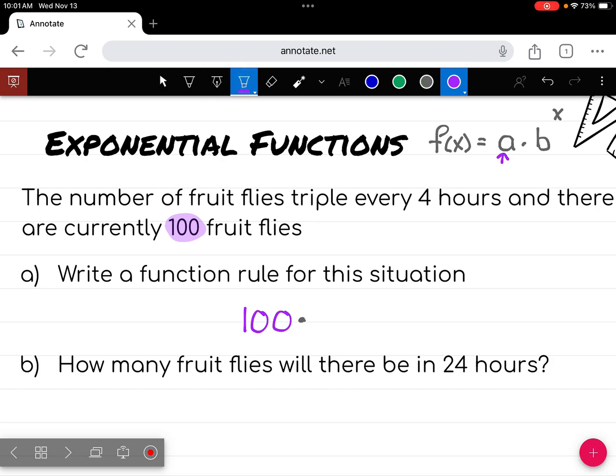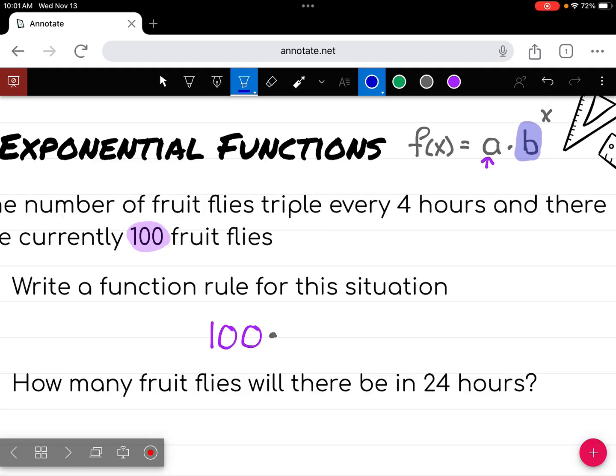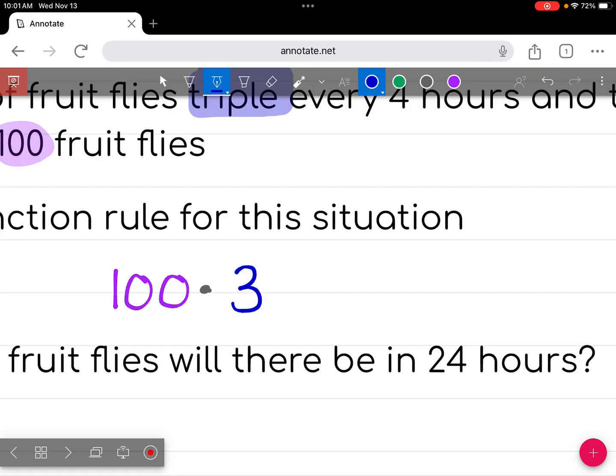Our base is how much it's growing by. Our number of flies are going to triple. So our base is going to be 3 because it multiplies by 3 every chunk of time. So we have to be careful because it's not that it's tripling every hour. It's tripling every 4 hours.